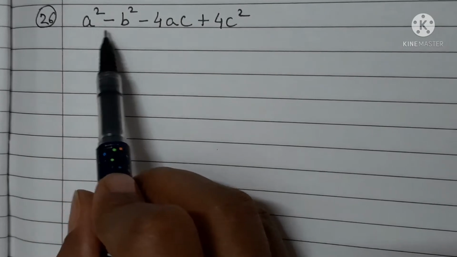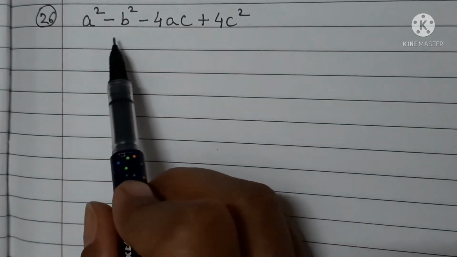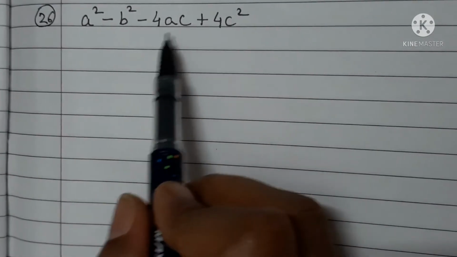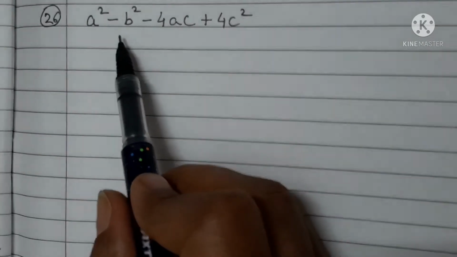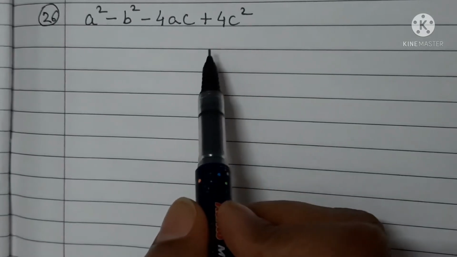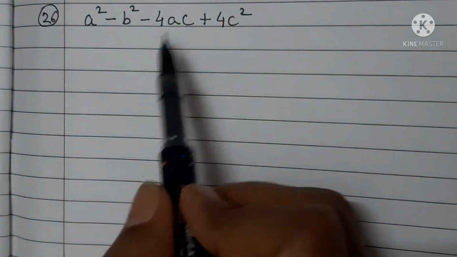Next question: a square minus b square minus 4ac plus 4c square. So think what to do, because in the examination or in your test it is not given that this question you will do by using the identity a square minus b square. So first you think what to do.